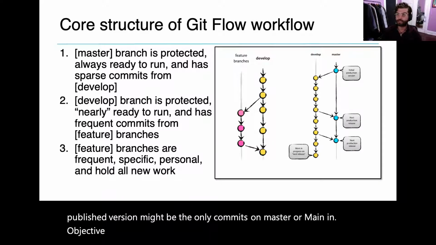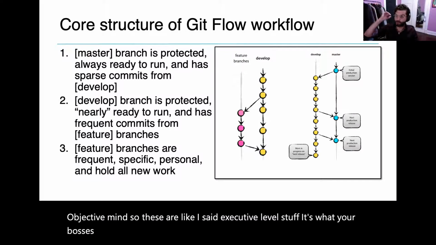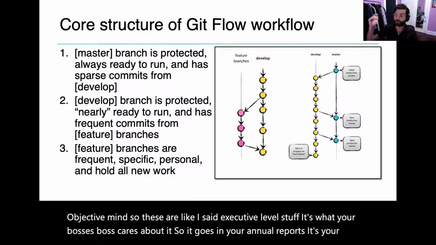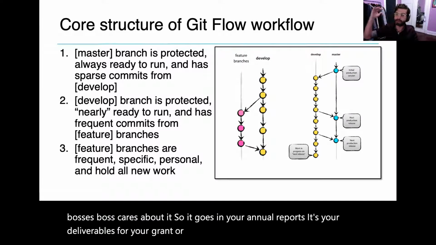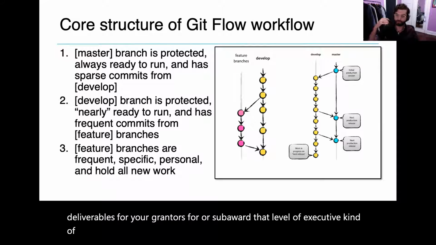So these are, like I said, executive level stuff. It's what your boss's boss cares about. It's what goes in your annual reports. It's your deliverables for your grant or subaward, that level of executive kind of completion. Right. And so that's the concept here.